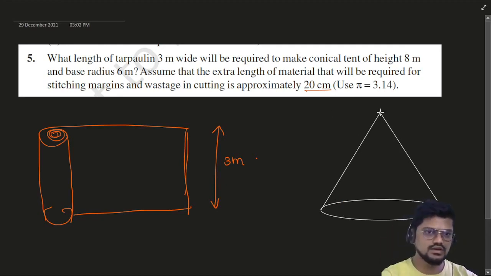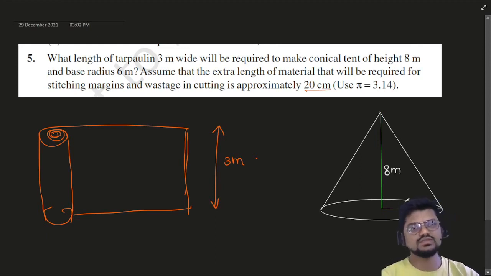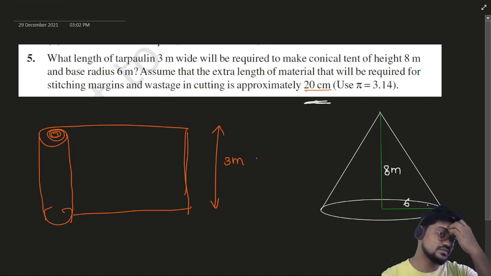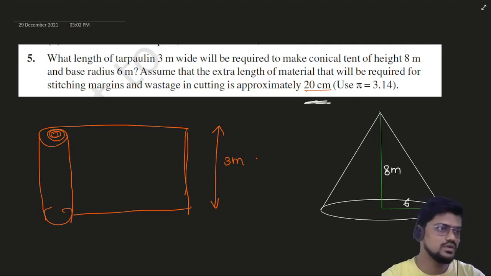So let's draw the height. The height is 8 meter and the base radius is 6. Assume that the extra length of the material that will be required for stitching, margin and wastage in cutting is approximately 20 centimeter. Now what is this 20 centimeter? I'll explain you.